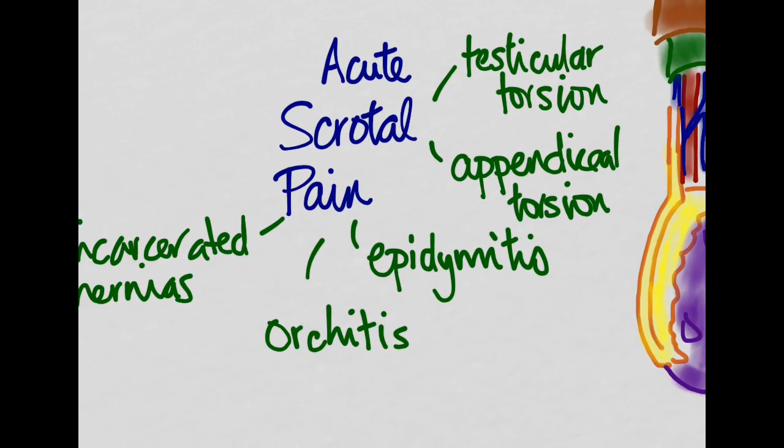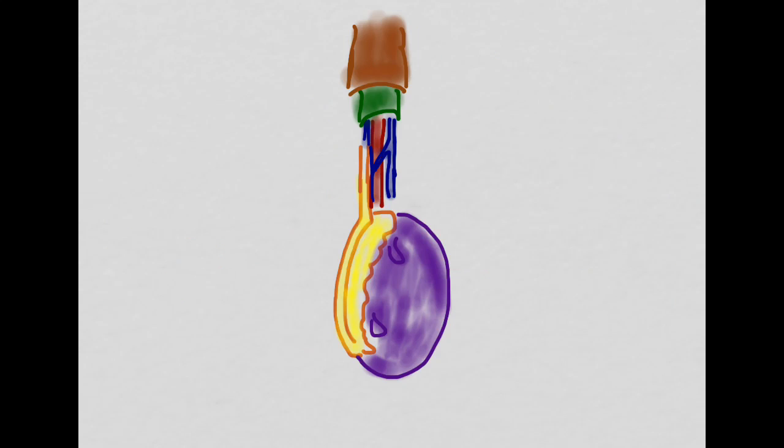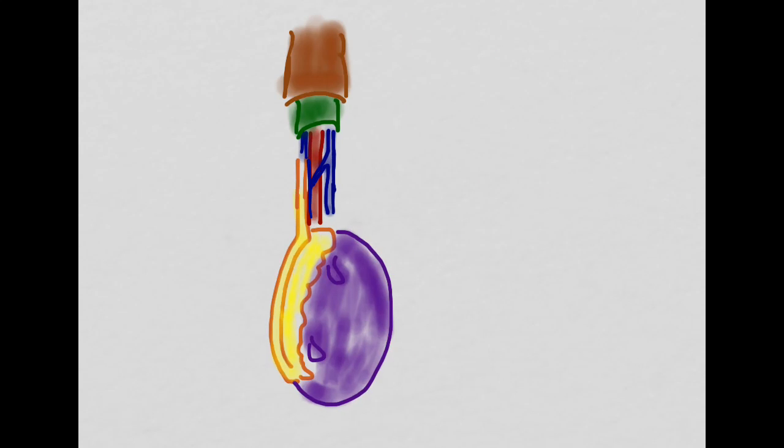So testicular torsion we already talked about in another video. We'll talk about this one here, appendiceal torsion, epididymitis, and orchitis. So let's go through our anatomy again really quickly. And so we'll run through it real quick.